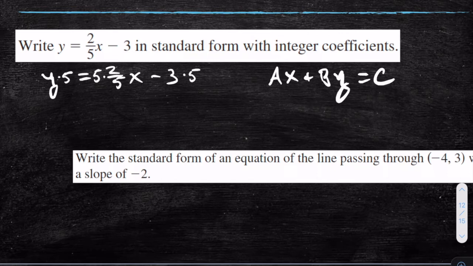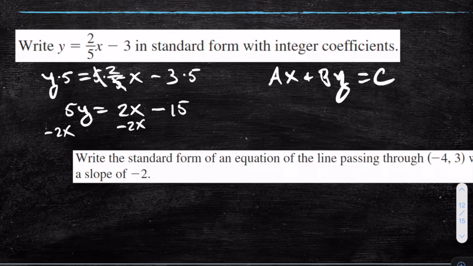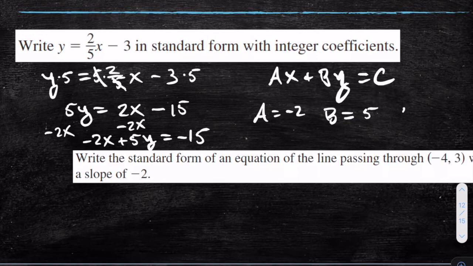And when we do that, y times 5 becomes 5y. The 5's cancel for the 2/5, and that just turns into 2, and we end up with 2x. Minus 3 times 5, 15. Okay, so let's subtract the 2x. And now we have -2x plus 5y is equal to -15. And you'll notice that that's in standard form because A is -2, B is 5, and C is negative 15.